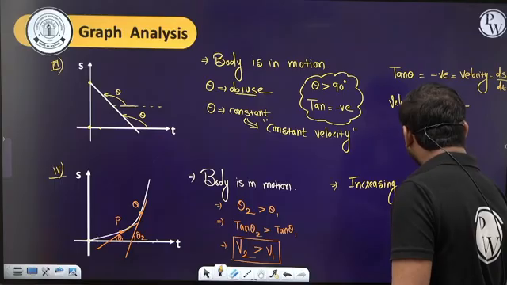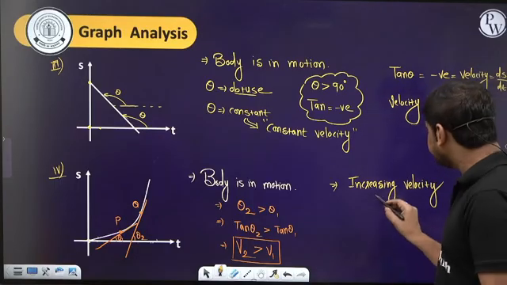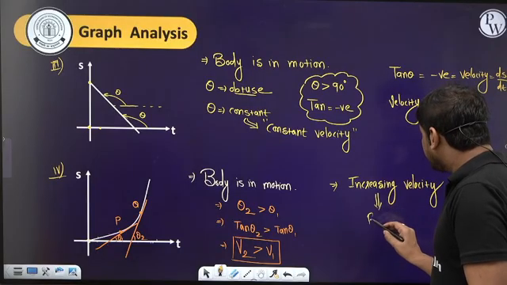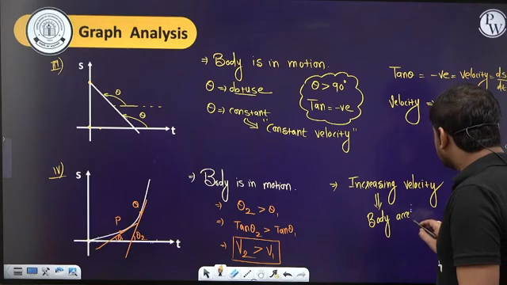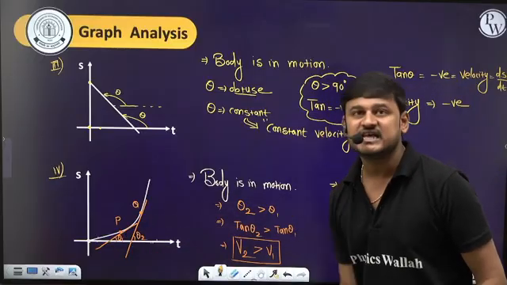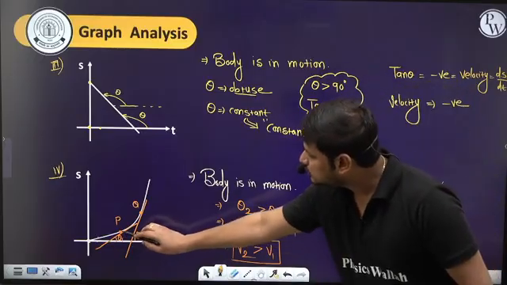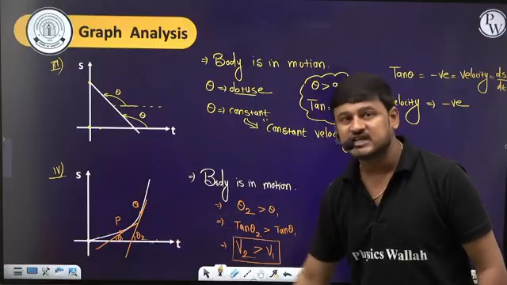Whenever there is a change in velocity, can we say that the body is accelerating? Body accelerating. So whether this acceleration is positive or negative, how do we say? The final velocity is greater than the initial velocity. This is the initial point, let's say this is the final point. So obviously the velocity at Q is greater than the velocity at P.